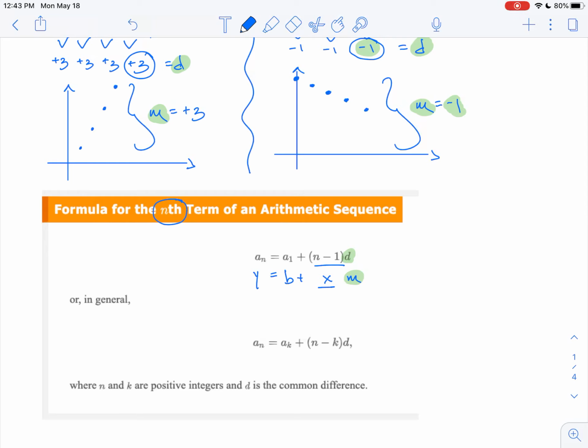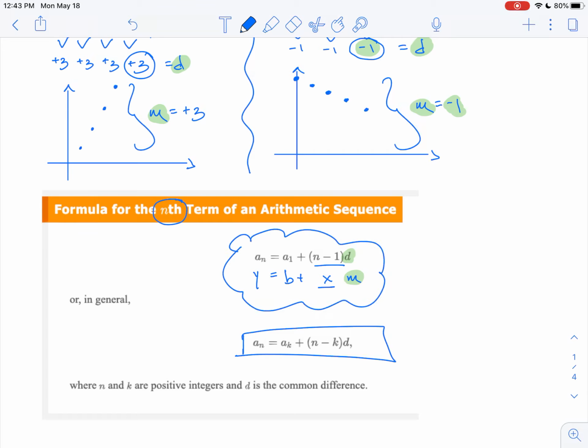So in general, we can also refine it to say something like this. A sub n equals a sub k plus n minus k times d. Now, I have to say that in the variety of textbooks I've looked at, I would actually say that this one is the more common formula, okay? So it might be worth investing in this first formula rather than the second one.